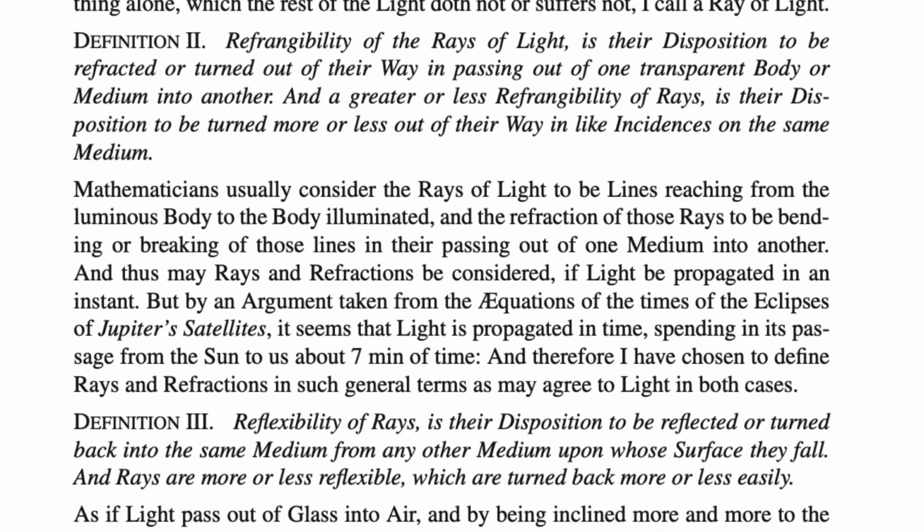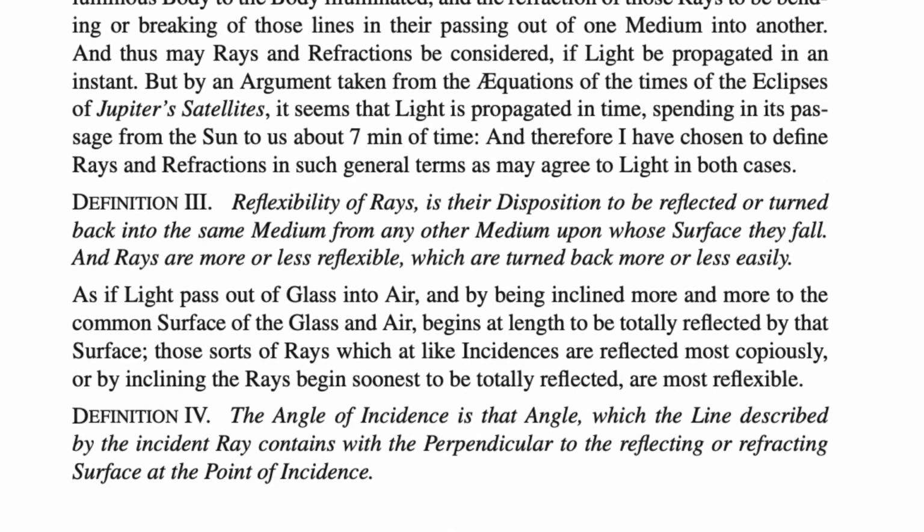Okay, what about his third definition, definition 3? So remember, he's so far talked about what he means by a ray of light, the fact that different rays of light get bent by different amounts, and that's their refrangibility. And now in definition 3, he's going to talk about the ability to bounce off of things, the reflexibility of rays. So he says the reflexibility of rays is their disposition or their tendency to be reflected or turned back into the same medium from any other medium upon whose surface they fall. And rays are more or less reflexible, which are turned back more or less easily.